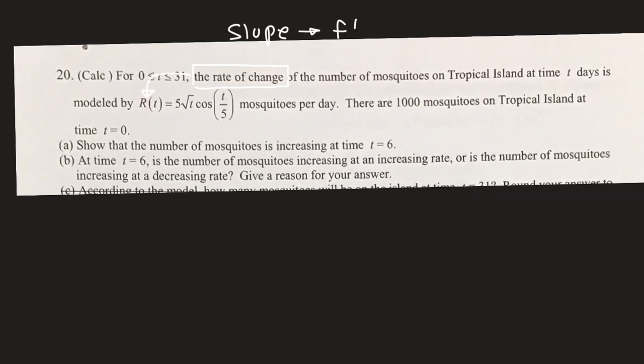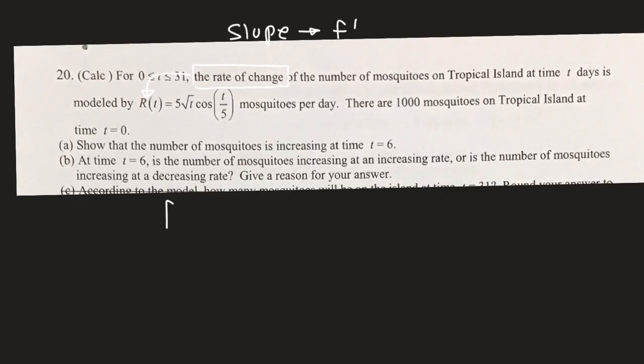Okay, so there is some mosquito function, right? The growth rate of mosquitoes on this island. And this is the rate at which those mosquitoes are growing: 5 roots of t times the cosine of t over 5 mosquitoes per day. So some mosquitoes die, some mosquitoes are born, whatever. Show that the number of mosquitoes is increasing at time t equals 6.